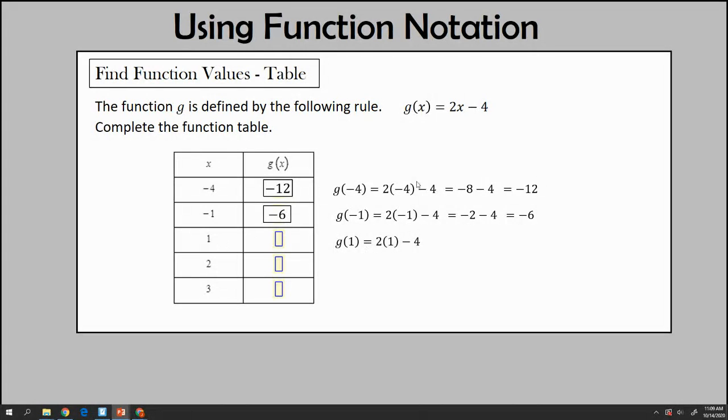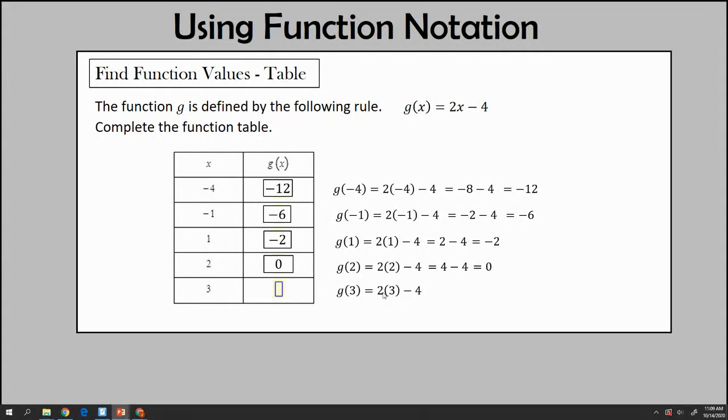G of 1, put 1 in place of the x. 2 times 1 minus 4, 2 minus 4, -2. So when you input 1, the output is -2. G of 2, take the original equation, put 2 in place of x. 4 minus 4, 0. So when the input into the g function is 2, the output is going to be 0.